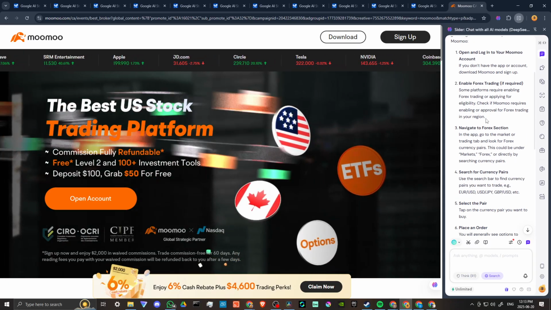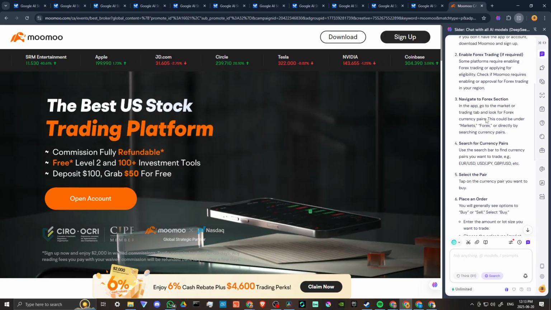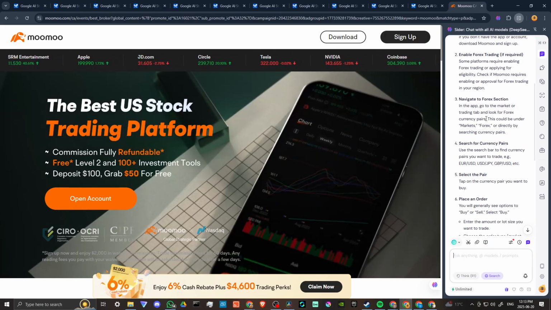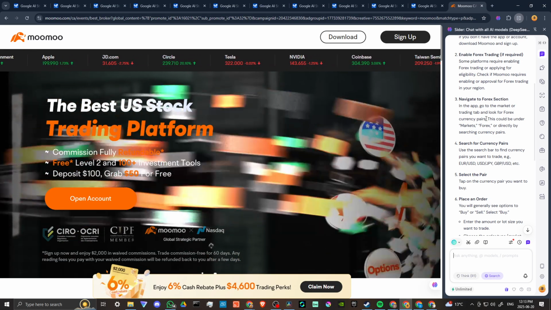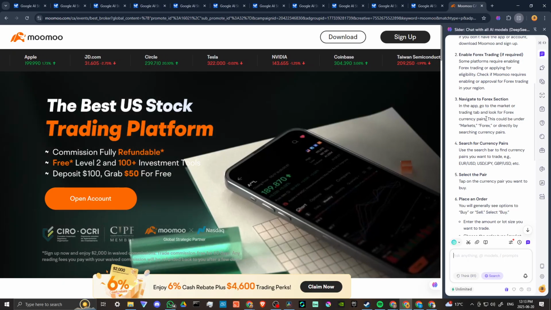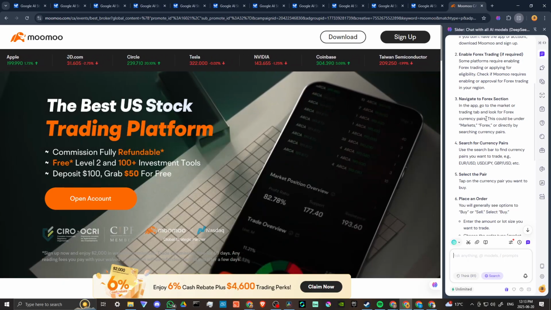First off, if you don't have the app or account, download Moomoo and sign up. Some platforms require enabling Forex trading or applying for eligibility. Check if Moomoo requires enabling or approval for Forex trading in your region.